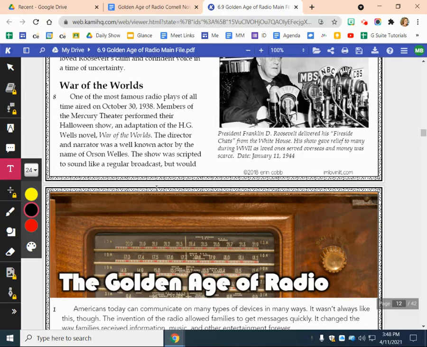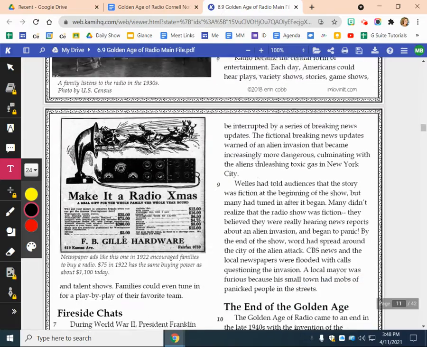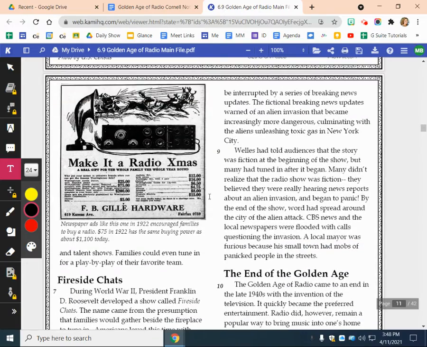The show was scripted to sound like a regular broadcast, but would be interrupted by a series of breaking news updates. The fictional breaking news updates warned of an alien invasion that became increasingly more dangerous, culminating with the aliens unleashing toxic gas in New York City. Wells had told the audiences that the story was fiction at the beginning of the show, but many had turned it on after it began.